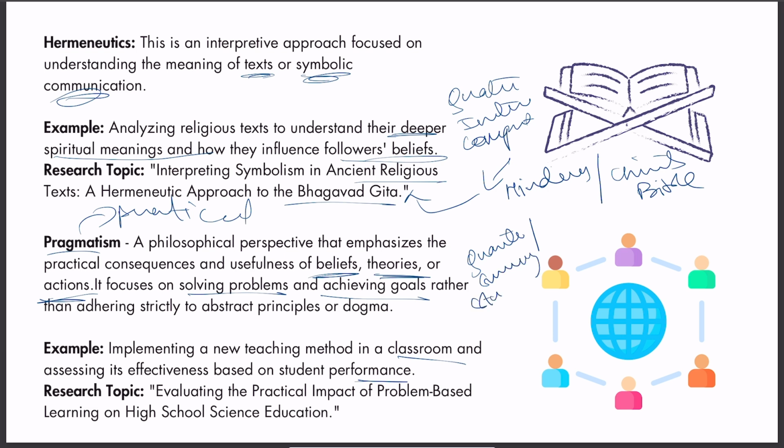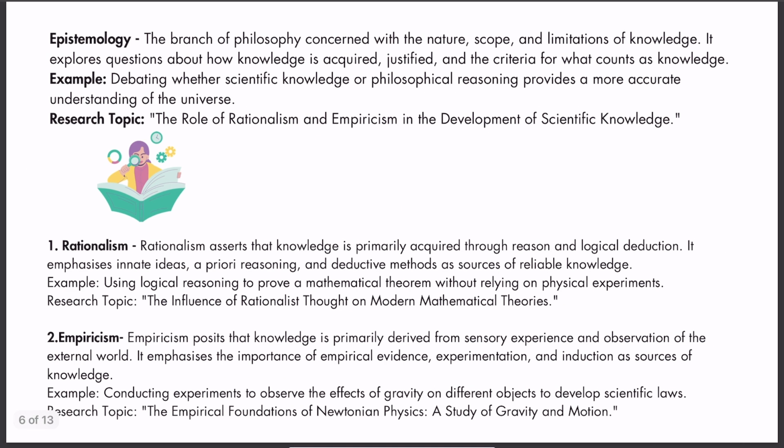Next we have epistemology, the branch of philosophy concerned with the nature, scope and limitation of knowledge. How we think about knowledge, even what do you mean by knowledge, what do you mean by someone being intelligent, someone having a lot of knowledge, how do we interpret that? All that comes under epistemology. For example, debating whether scientific knowledge or philosophical reasoning provides a more accurate understanding of the universe.